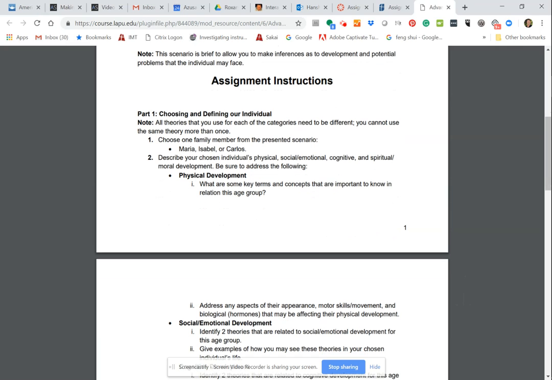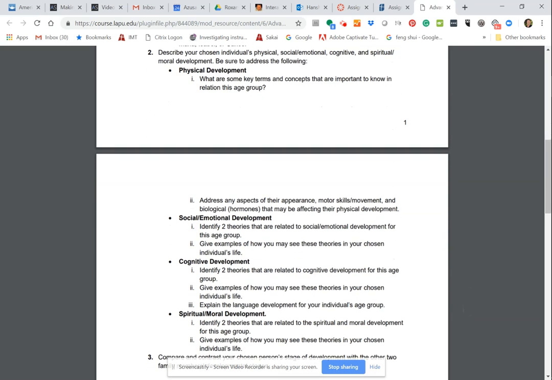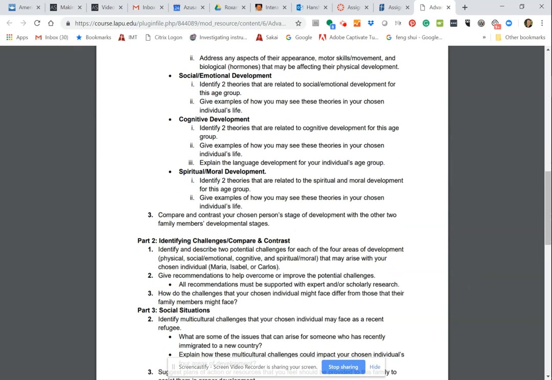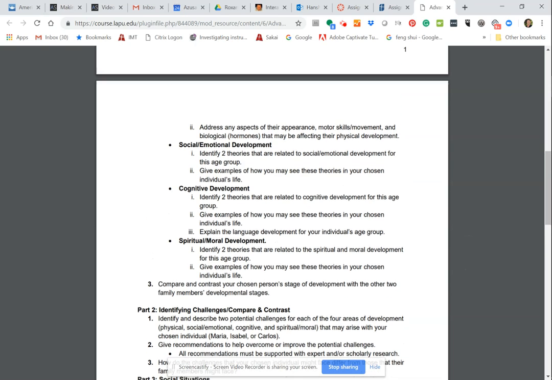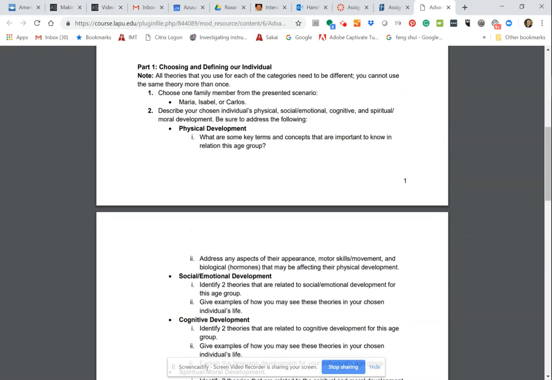So we're going to look at their story from the perspective of physical development, social-emotional, cognitive, and spiritual-moral development, which we've gone through previously. So it's going to be a good way to kind of tie everything together. And that's part 1. So just introduction, you're going to have a title page on your paper.